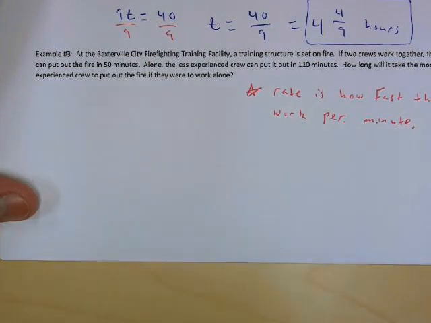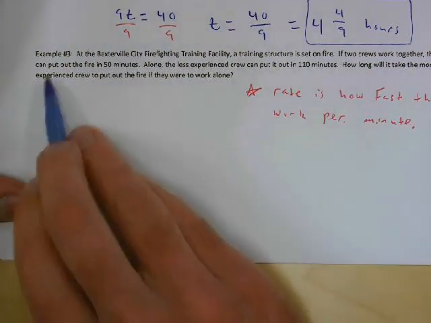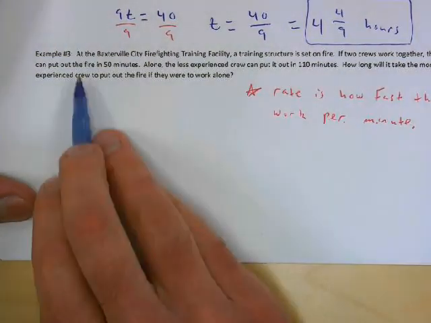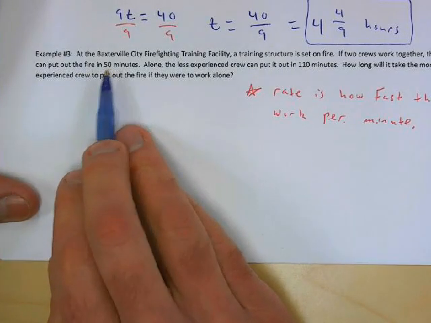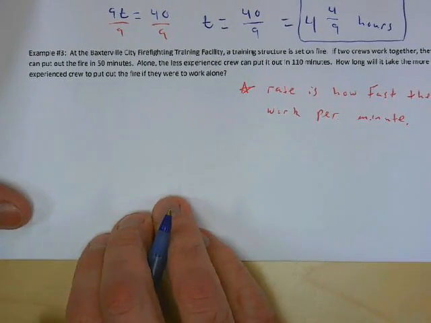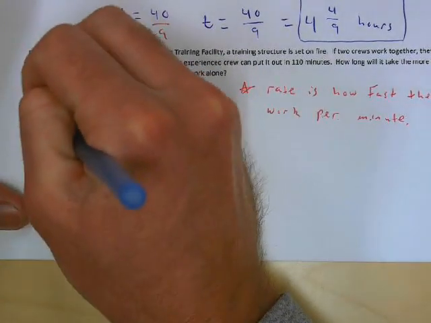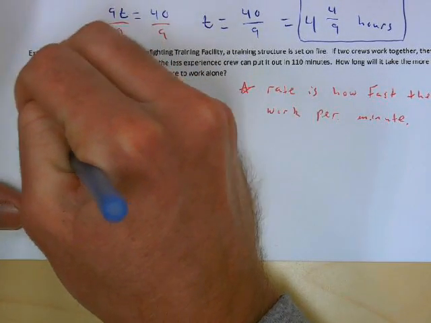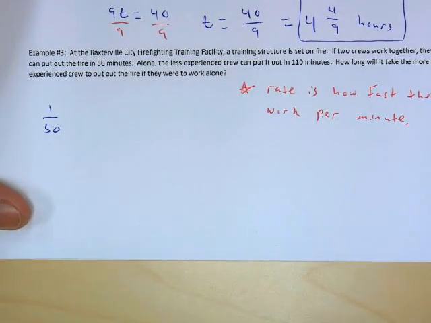How long does it take both crews to do it together? It takes them 50 minutes. Well then, how much of the fire can they put out in 1 minute? Well, 1/50th of the fire. So we're going to put 1/50. That's how fast they work together. That's how much of the fire they can put out in 1 minute, in other words.